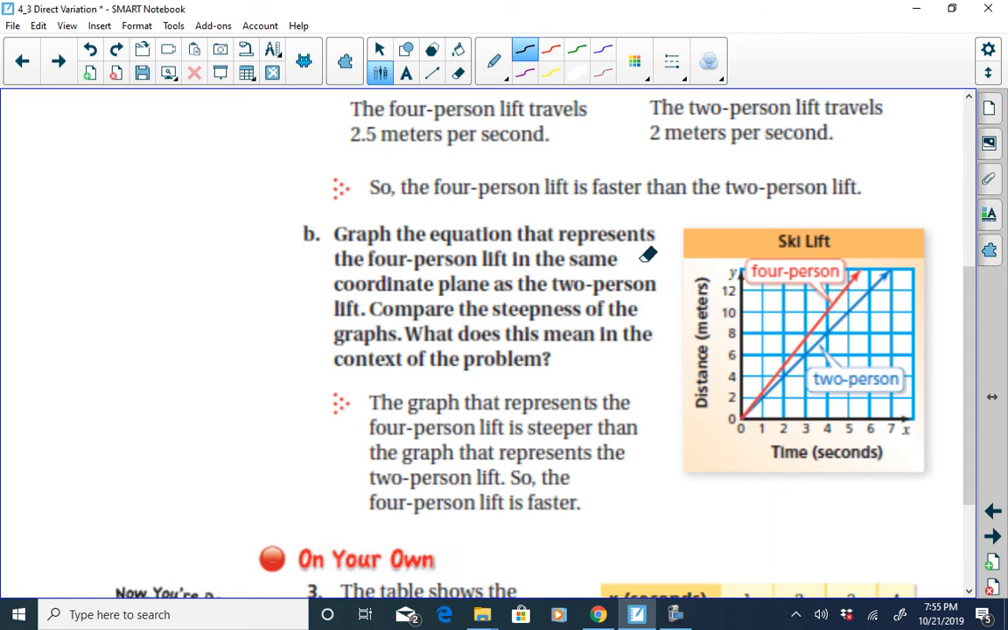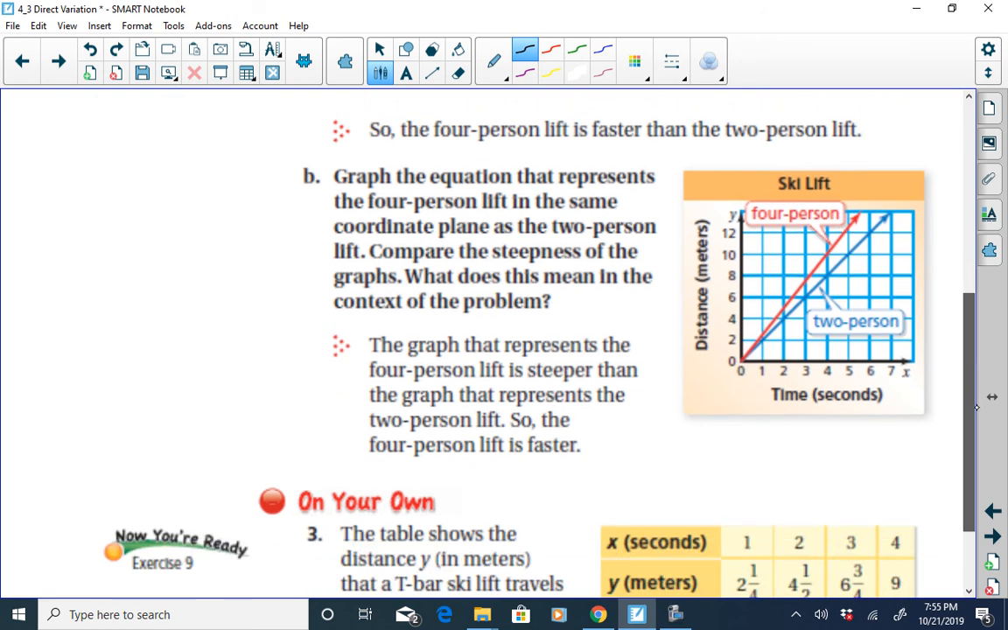Graph the equation that represents the 4-person lift in the same coordinate plane as the 2-person lift. Compare the steepness of the graphs. What does this mean in the context of this problem? Well, when we do that, we see the 4-person lift is a steeper line than the 2-person lift. The steeper line means that the rate is rising, more meters for every second. So you can see that the graph that represents the 4-person lift is steeper than the graph that represents the 2-person lift. So the 4-person lift is faster because we can see that graphically with the steepness of the line.